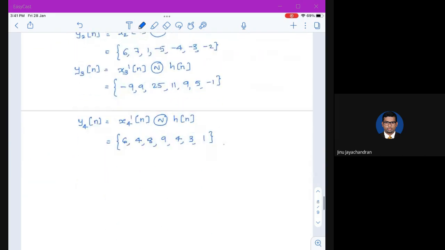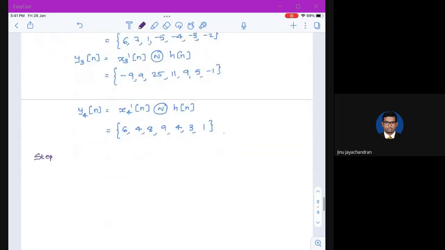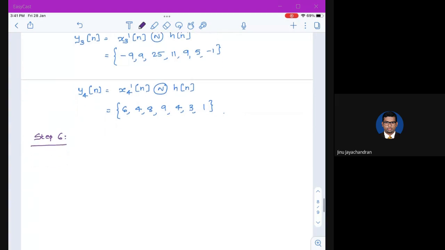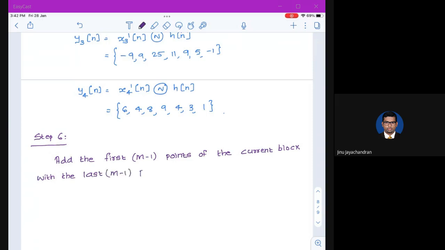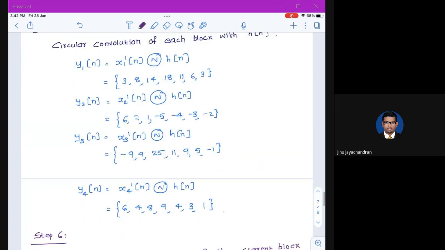In the last step, there is a difference with our overlap save method. So in step 6, what you do is you add the first m minus 1 points of the current block with the last m minus 1 points of the previous block. So you see you have like 4 different outputs.